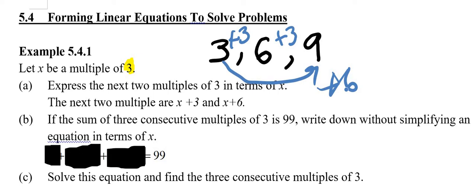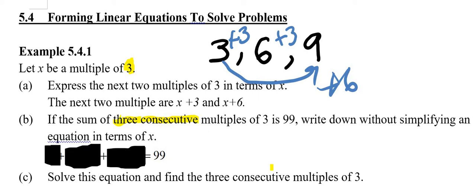Okay, now let's look at B. If the sum of 3 consecutive multiples, okay, so take note of the words 3 consecutive multiples. The meaning of consecutive multiples means that one after another. So an example will be 3, 6, 9. They are 3 consecutive multiples of 3. Just that over here, if you were to add 3 plus 6 plus 9, you won't get the 99. So the answer for here, the 3 multiples are definitely not 3, 6, and 9.